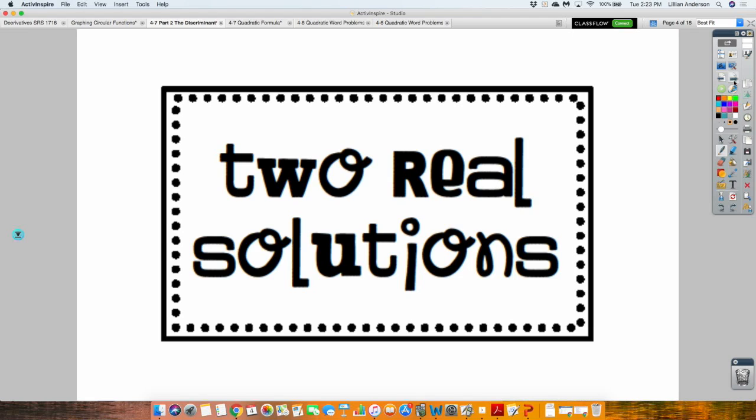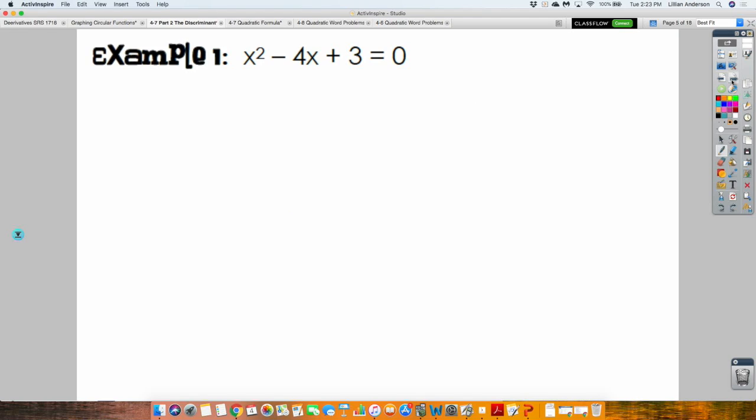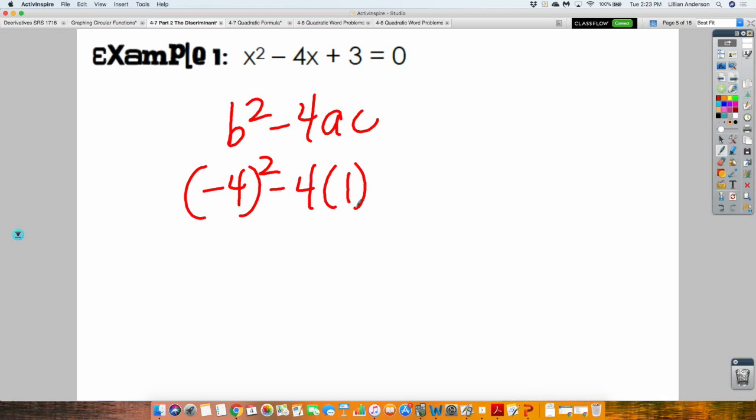Your 2 real solutions. If you look at just the discriminant part, not the entire quadratic formula, the b squared minus 4ac. What's b? Negative 4. What's a? 1. What's c? 3. What's negative 4 squared? 16. Minus, what's 4 times 1 times 3? 12. What's 16 minus 12? 4. That number is positive.